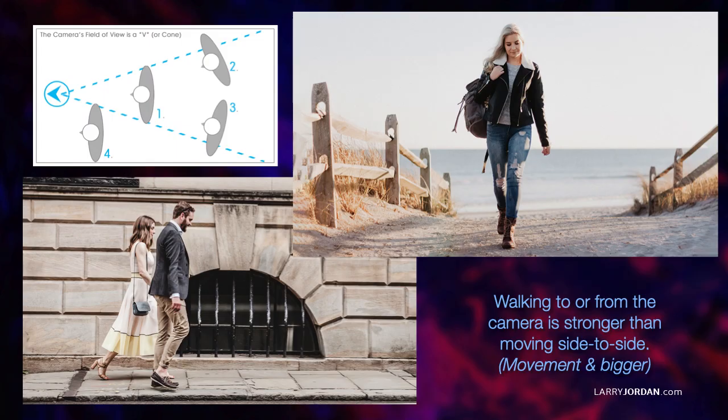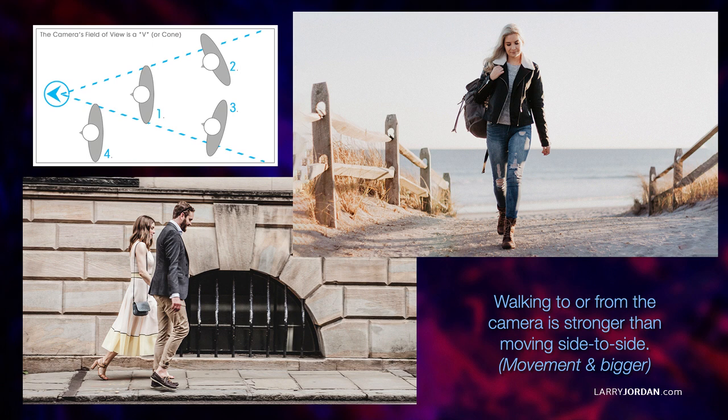Let's go back and consider the camera's field of view, that angle. Walking to or from the camera is stronger than moving from side to side. And the reason all has to do with the field of view. As the woman in the top right walks toward the camera, she's getting bigger and bigger and bigger, which then commands our attention. As the people in the bottom left walk from side to side, they stay the same size. We don't particularly see their face.